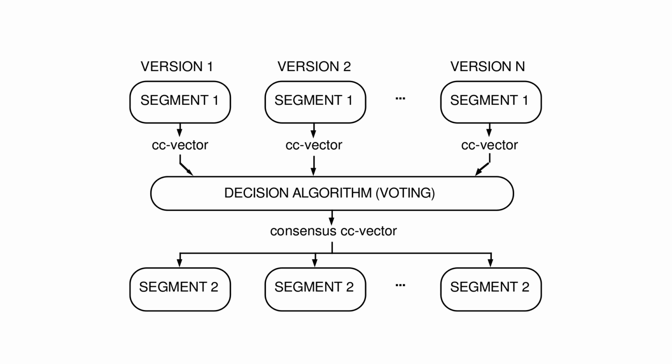The agreed upon consensus CC vector then serves as the input for the next segment on each node. In this way, a majority voting is performed for each intermediate result, and thus, incorrect intermediate results generated by a minority of nodes are discarded. This allows CANbids to tolerate faults that cause nodes to generate incorrect results.